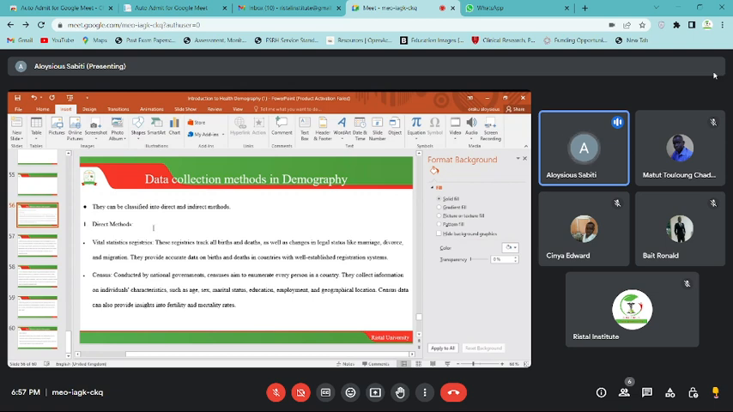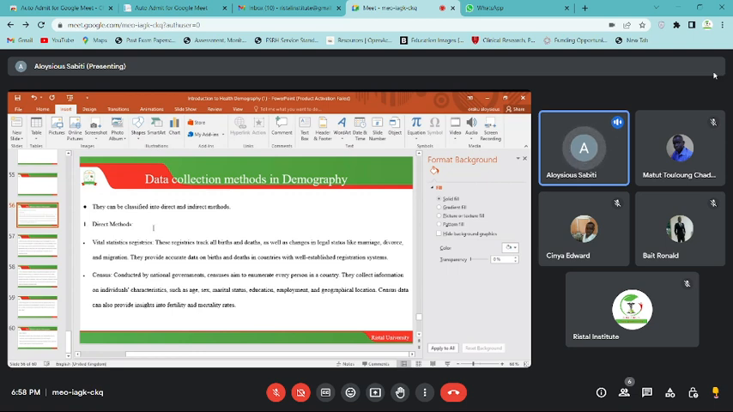The direct methods include vital statistics registries. In direct methods, we're talking about individuals or collecting data per head, meaning that you're interacting with an individual and therefore you're able to get the exact information about an individual from the individual per se. So the examples of these direct methods include the vital statistics registries. Now these registries track all our births and deaths, as well as changes in legal status. For example, changes in marriage, divorce, and migration. They provide accurate data on births and deaths in a country with well-established registration systems.